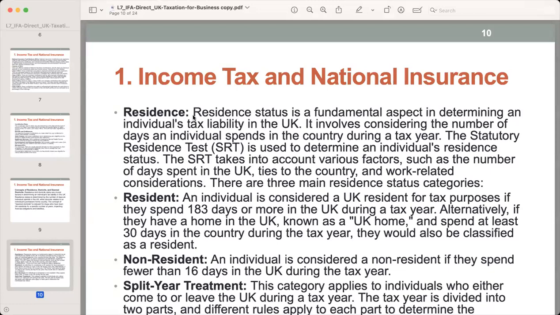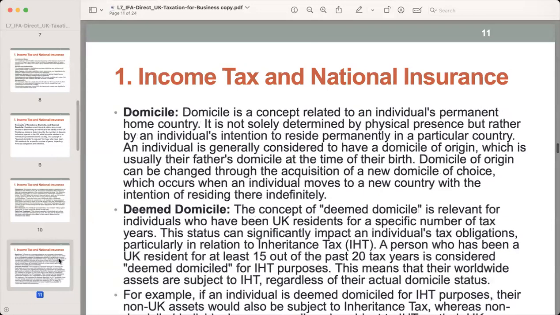Domicile is your permanent home country. It is not just about where you are physically. You usually get it from your father's domicile, based on where you were born. You can change it if you move with the intention to stay somewhere forever.